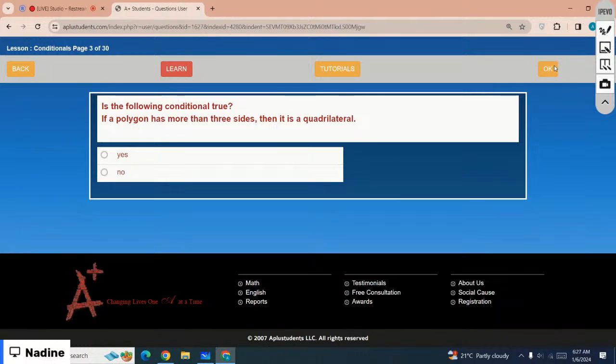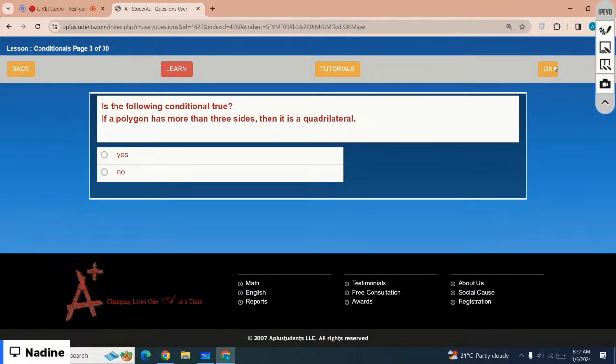If a polygon has more than 3 sides, then it is a quadrilateral. Which is the correct option? The correct option is yes.